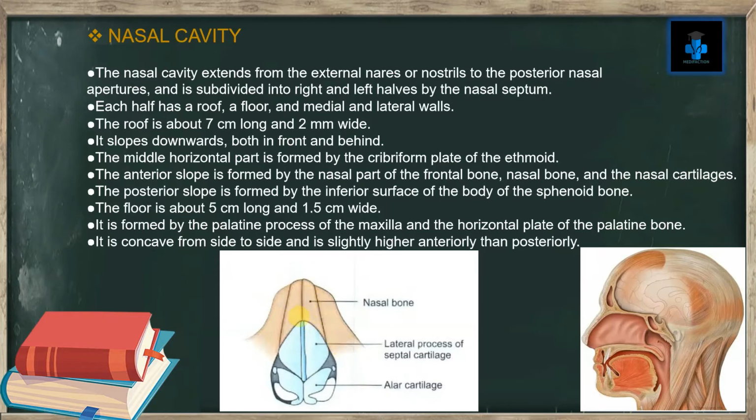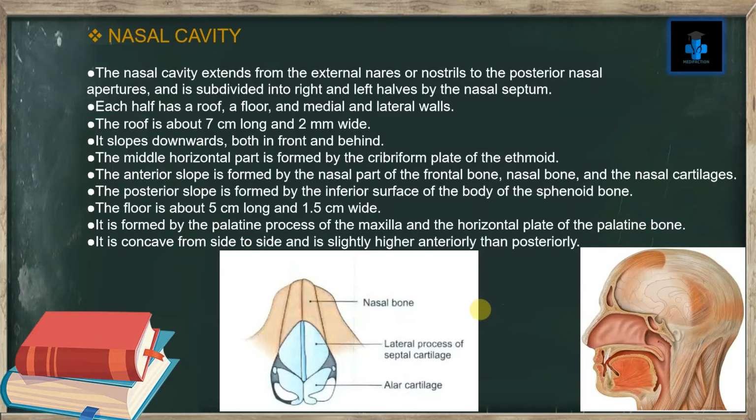So the nasal cavity extends from the external nares or nostrils to the posterior nasal apertures and is subdivided into right and left halves by the nasal septum. Each half has a roof, a floor, and medial and lateral walls. The roof is about 7 cm long and 2 mm wide. It slopes downwards both in front and behind.